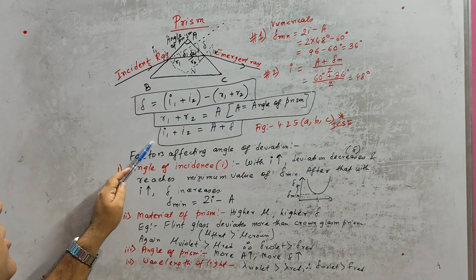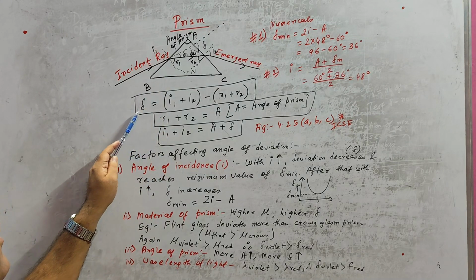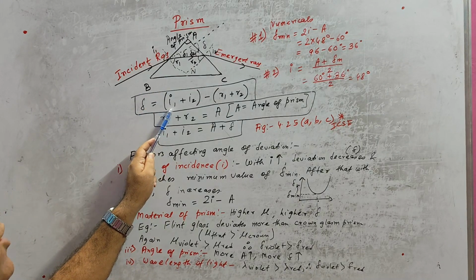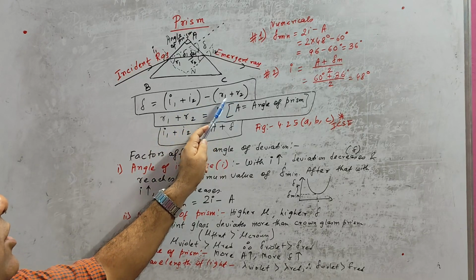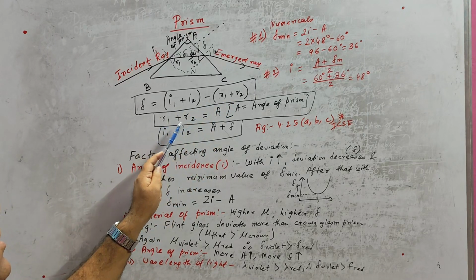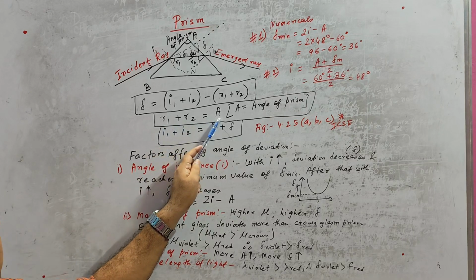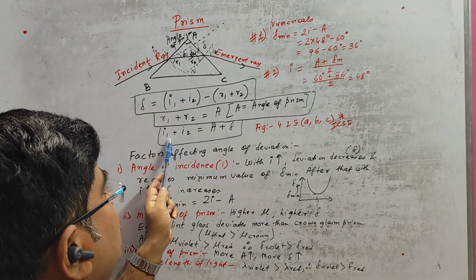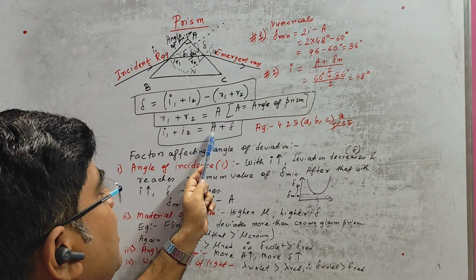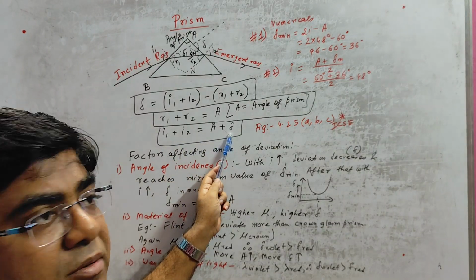Three formulas are used in ICSE schools exam. Deviation equals i1 plus i2 minus the angle of refraction values taken together. The sum of the angles of refraction is equal to the angle of prism, and we can also say that the two angles of incidence taken together equal the angle of prism plus the angle of deviation.